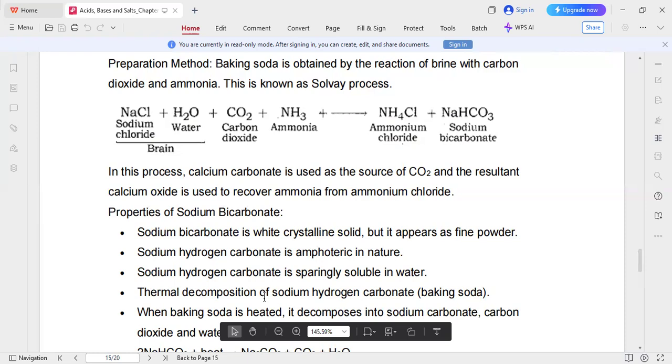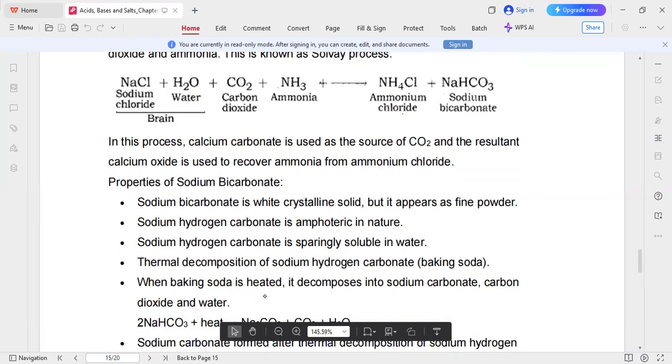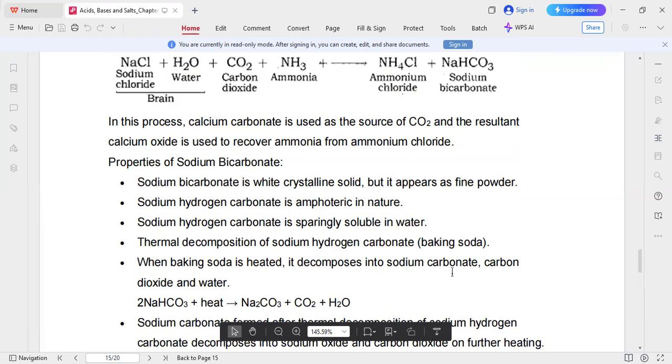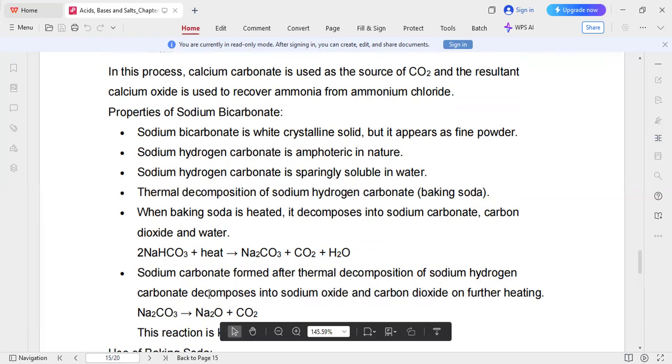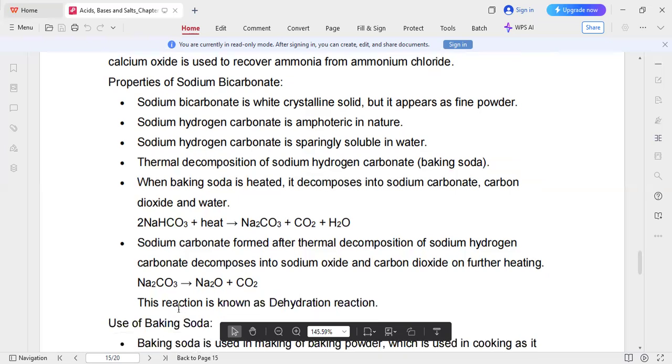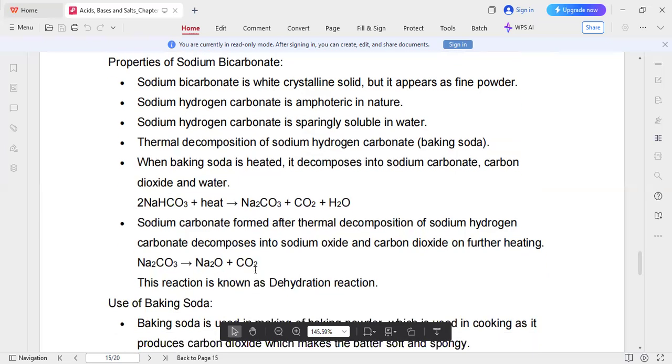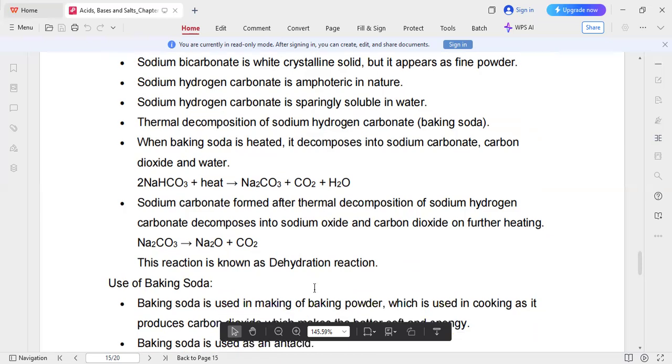Next, thermal decomposition of sodium hydrogen carbonate, that is baking soda, what will it give you? When baking soda is heated, it decomposes into sodium carbonate, carbon dioxide, and water. You can see here, children, 2NaHCO3 plus heat gives Na2CO3 plus CO2 plus H2O. Sodium carbonate formed after thermal decomposition can decompose further. Once you heat sodium carbonate, it gives Na2O plus CO2. This reaction is known as a dehydration reaction.